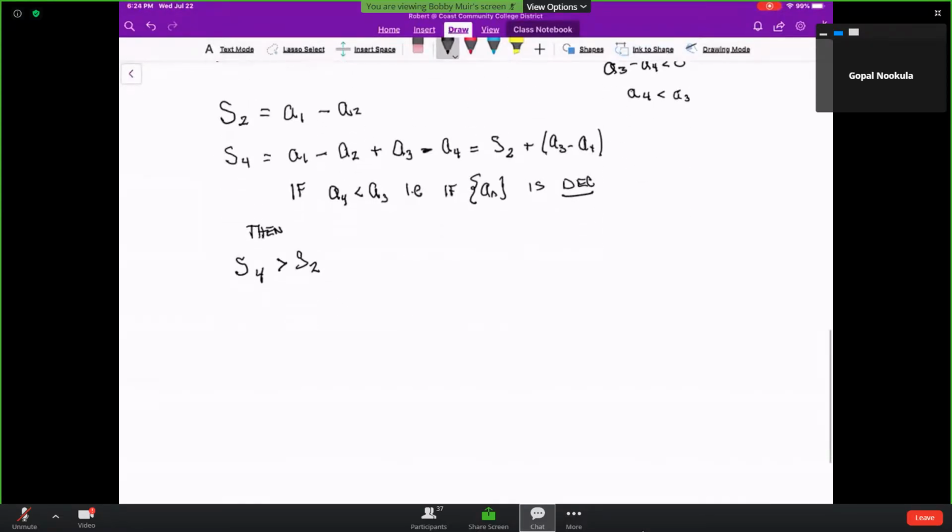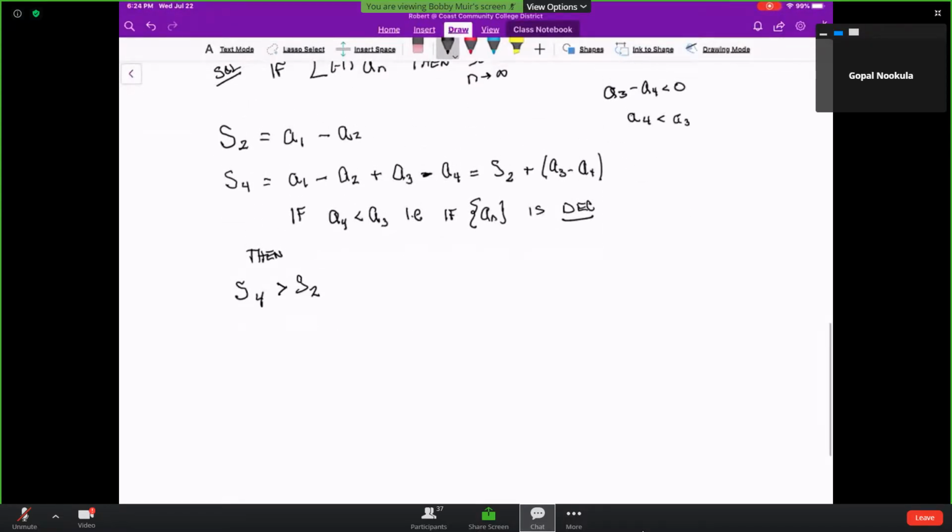Isn't A4 greater than A3 if it's negative? No, the A's are all positive. The negative comes from the -1 to the n. Oh, okay. So remember how this works? The alligator's mouth opens to the bigger one.